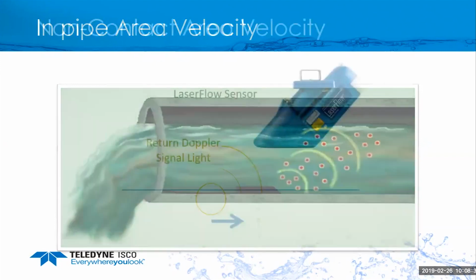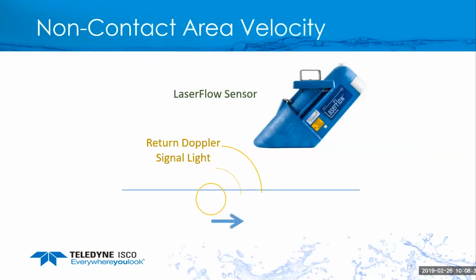Another way to read flow is a non-contact area velocity sensor, like the laser flow sensor. It uses an ultrasonic sensor to read the distance to the surface of the water. When it knows the distance, then it can transmit a laser and read below the surface of the water, looking for the peak velocity. And then it uses the same formula, area times velocity, to get us our flow calculation.